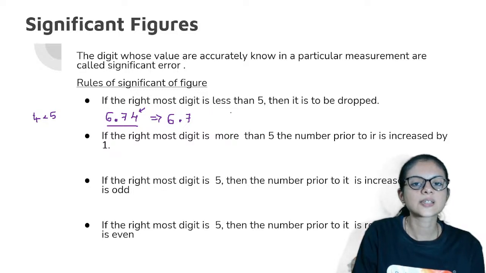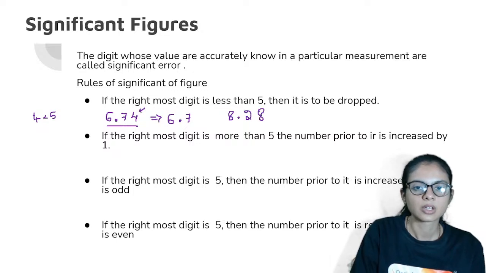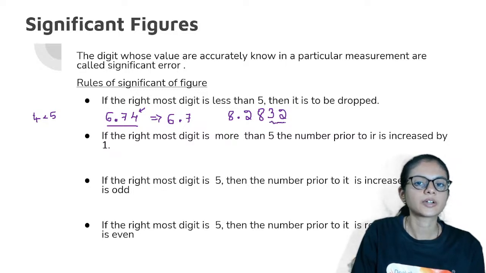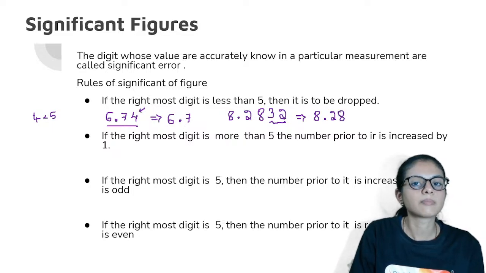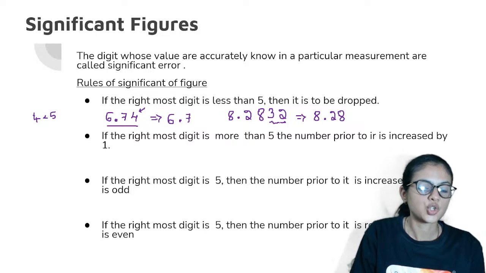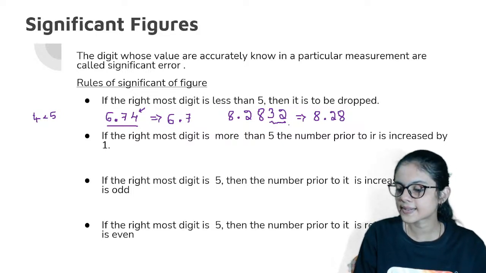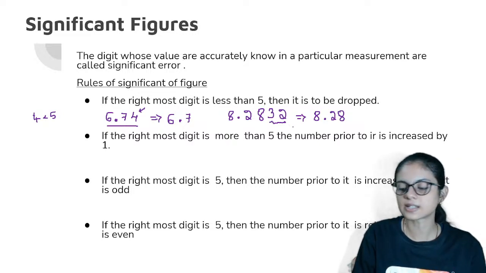Clear? Or let us consider another number, 8.2832, right? So here these two digits are not read as 32. We write it as 3, 2. So this 3 and 2 are less than 5. So I can drop both the numbers and I can write it as 8.28, right? Because as the numbers are less than 5, I can just drop them out. Is this clear? The first rule of the significant figures.